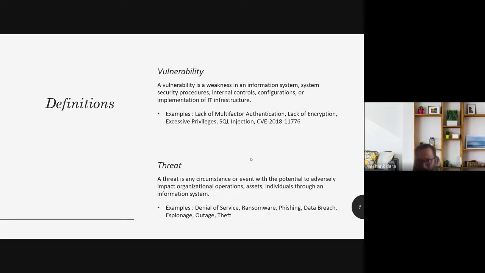Examples could be, hey, this application doesn't have multi-factor authentication. Hey, there is no encryption, so somebody could steal the data, or whatever, right? Excessive privileges, or SQL injection, or a particular CVE saying that CVE 2018-1176 has such and such implications and things like that. These are still weaknesses, but not a risk yet. Okay, we'll see when it becomes a risk.